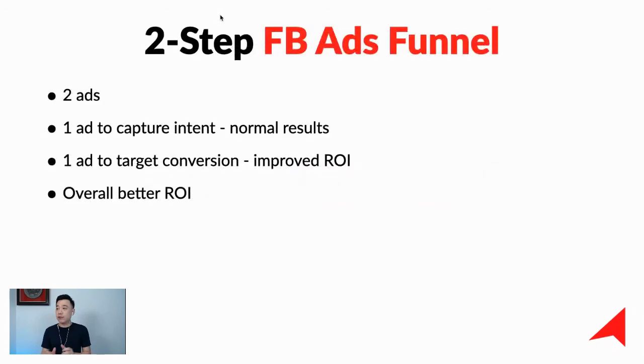So fundamentally, the two-step funnel is really a campaign that runs 2 ads simultaneously. Most of the time within the same objective, but there could be scenarios where we cross objectives, which I'm going to share with you later on. The first ad goes out and captures intent, and that's going to give you normal results. But then the second ad comes in and targets for conversion. When you have really powerful retargeting ads coming in, it's going to help you improve your ROI in a very powerful way. So when you have a two-step funnel running optimized, you will see the overall conversion blow up.